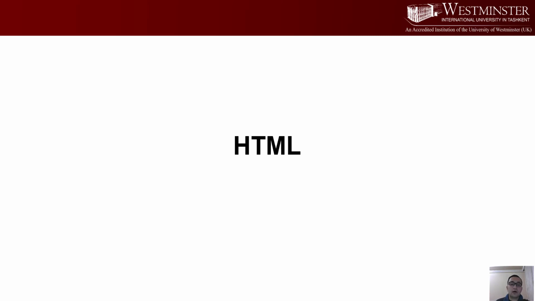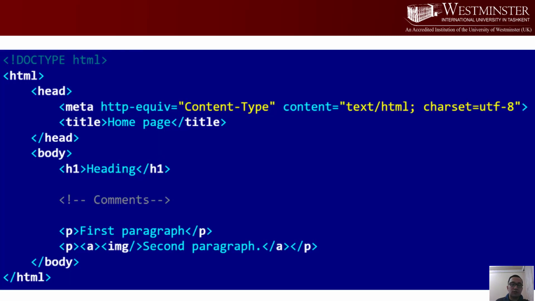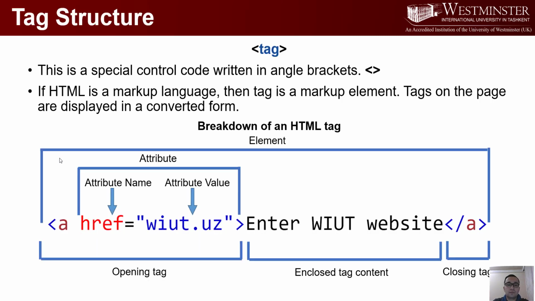Now we are starting the introduction to HTML. On your screen, you can see an example of a simple HTML file. In this HTML file, you can see some written code. In this code, we can see a tag called doctype HTML, and we can see tags called HTML, head, and body. Before exploring the HTML file, first of all, let's understand what a tag is.